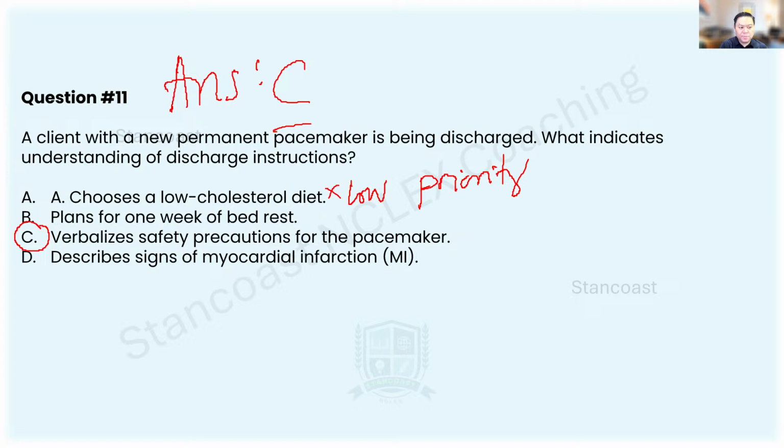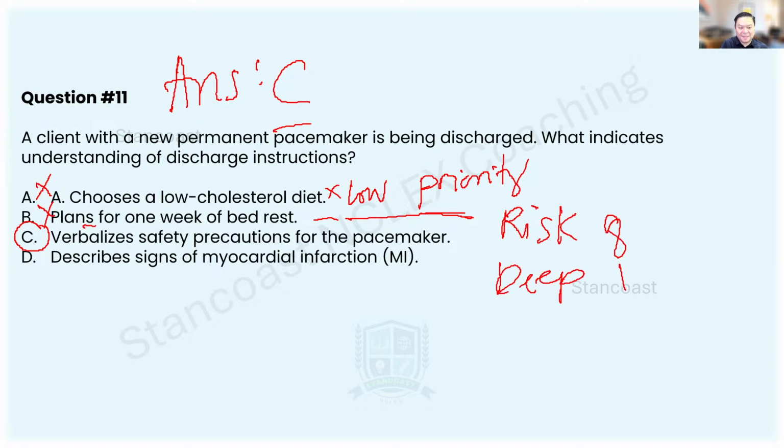What about letter B? Plans for 1 week of bed rest. Are they supposed to be on bed rest for a week? I don't think so. The patient will be at risk of developing DVT in this situation. Risk of deep vein thrombosis. So our patient will be allowed certain activity in order to prevent blood clotting. So not bed rest. That is too much.